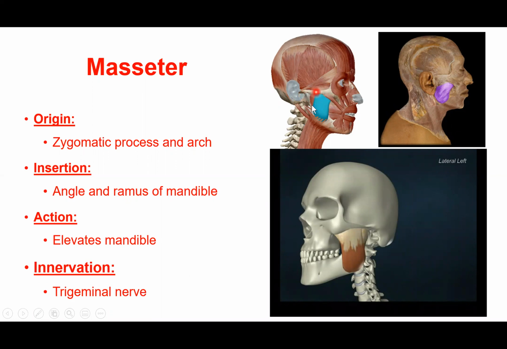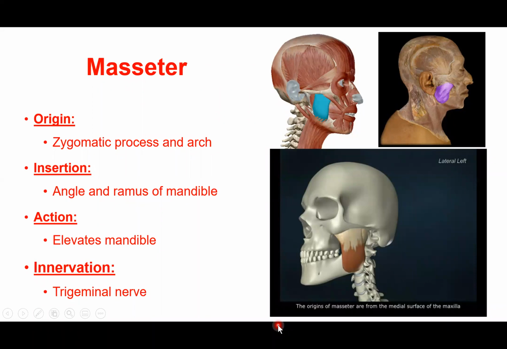It's going to insert onto the movable bone, which in this case is the mandible, specifically the angle and the ramus of the mandible. And what it does, as you can imagine, is shorten and elevate the mandible. So whenever your mouth is open, this muscle would be longer. And in order to close your mouth, the muscle fibers then would shorten, which would elevate the mandible. It is innervated by the trigeminal nerve, and here's a quick little video for you.